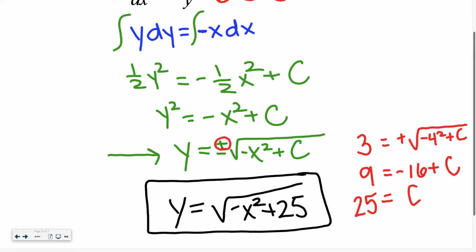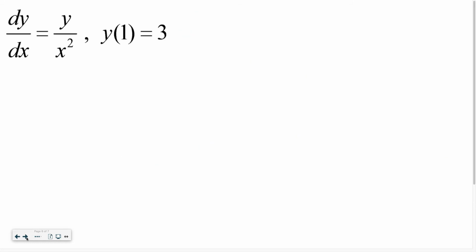Other questions before we move to our last example of this lesson? So, last one.